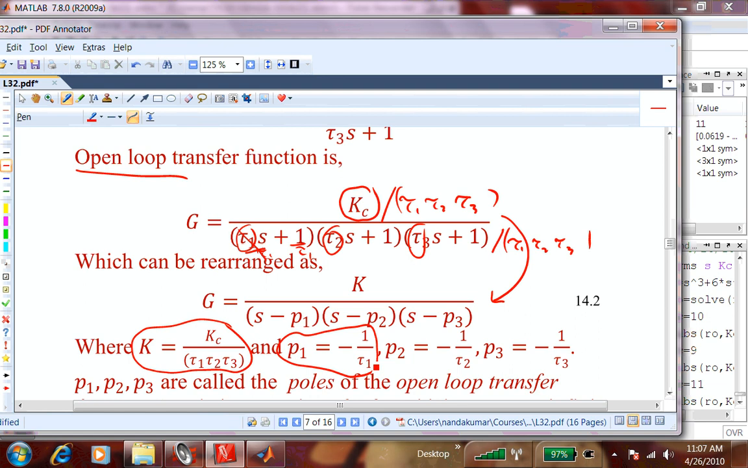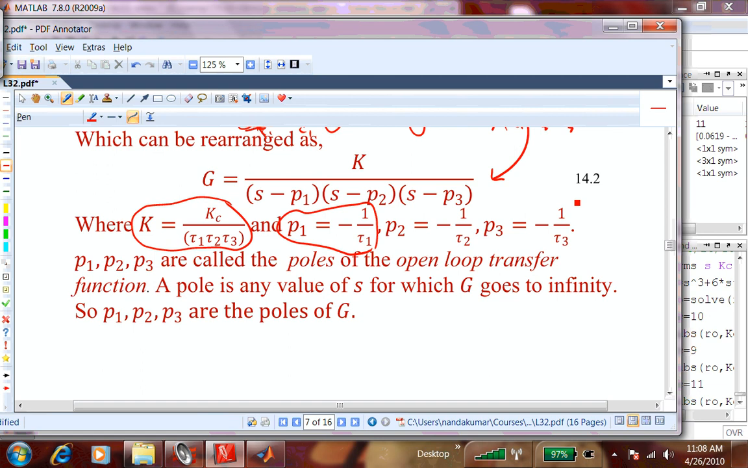And poles are places where the transfer function becomes infinite. As you change S continuously, when S is equal to P1, the transfer function becomes infinite. But those are all known values. P1, P2, P3 are known. They are just related to tau 1, tau 2, tau 3. And they are called the poles.